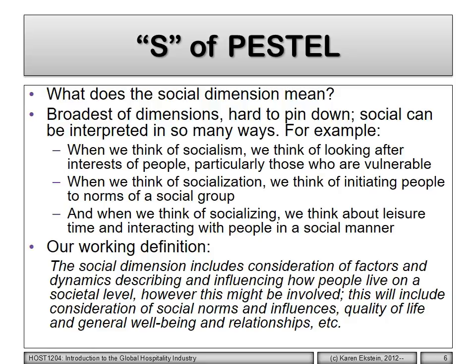From my perspective, or our working definition that we'll use here, it includes consideration of factors and dynamics describing and influencing how people live on a societal level, however this might be involved or whatever it might include. We will consider social norms and influences. We'll talk about quality of life and general well-being. We talk about factors that have implications for relationships, etc.